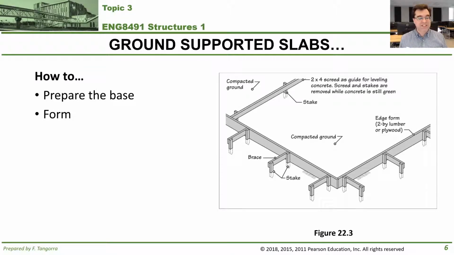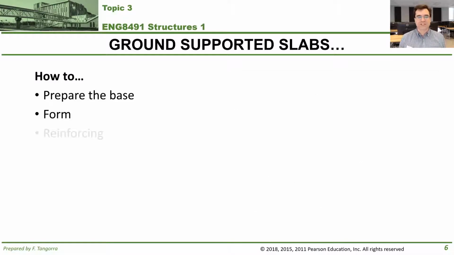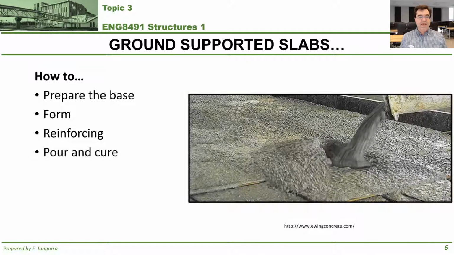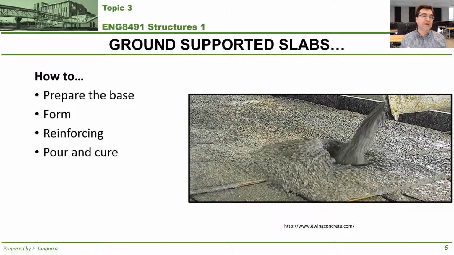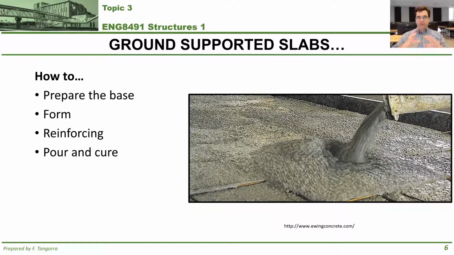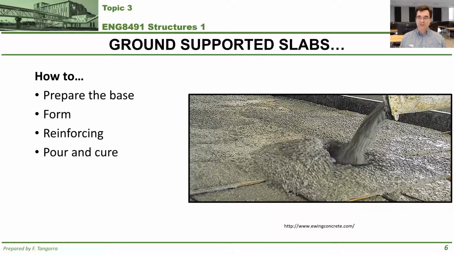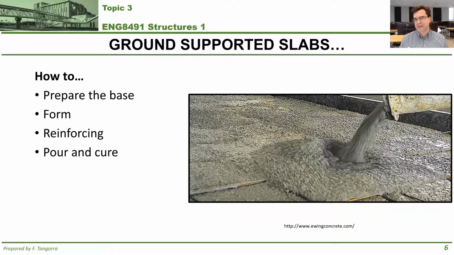Forms. Because, as you know, concrete is shapeless, you need to form that slab to give it a shape. Kind of like you see here. I took this figure directly from your textbook, as you can see referenced. Then you have to reinforce it, right? With parallel and perpendicular rebar. It's basically a hashtag type pattern. And finally, you pour the concrete and then you cure it. That is, you let it sit under appropriate conditions so that it hardens and it gains strength. That's how you do a ground supported slab.